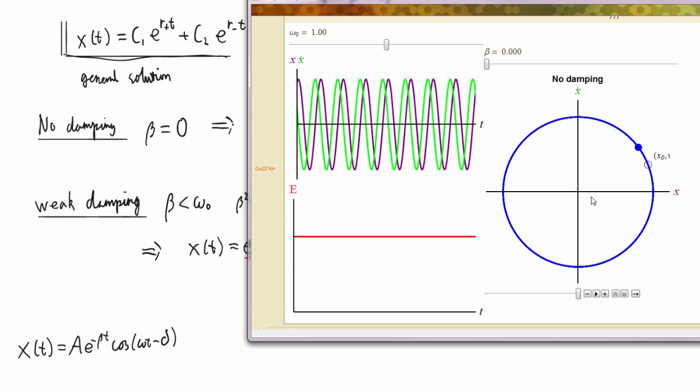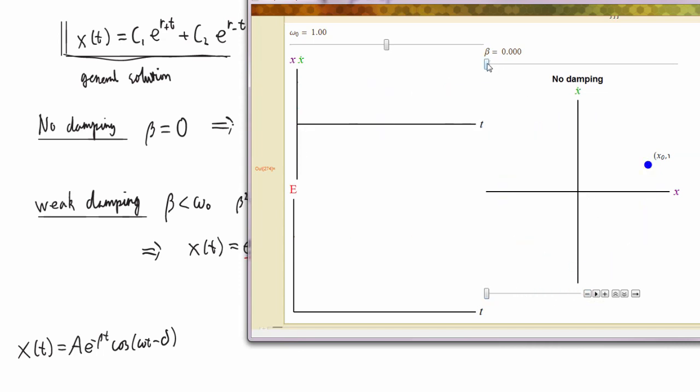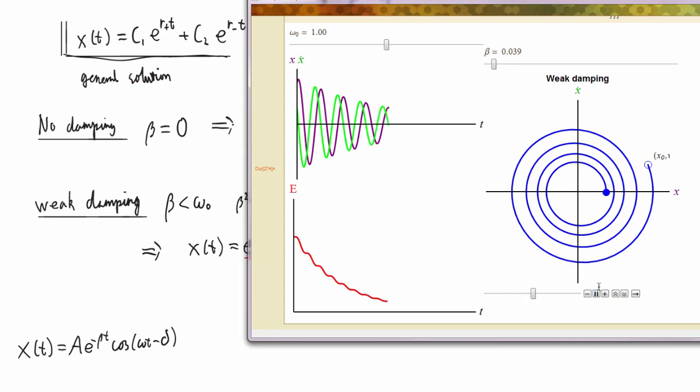Okay, so this is the case of no damping. It looks just like we expect. Now let's turn on the damping, just a little bit like that. And now we get this effect. So we can see here that we have an oscillation, and we also see that the amplitude decays exponentially over time. In the phase plot, we have the behavior of a spiral that spirals in towards the fixed point at the center, where the oscillator is at rest at the equilibrium point. And we can also see, when we plot the energy versus time, that the energy decreases as time goes by. So that is intuitively, I think, what we'd expect.